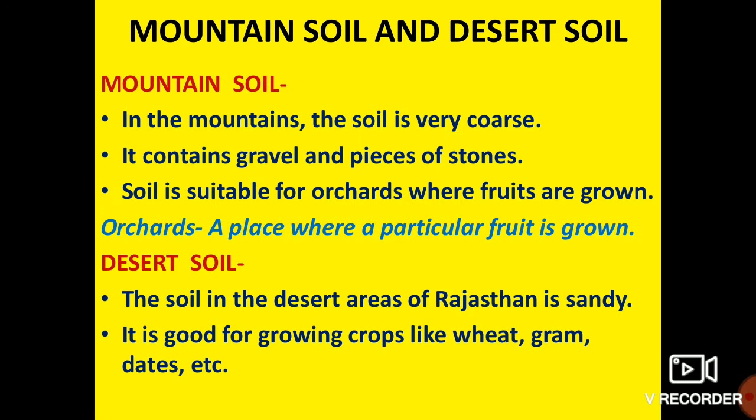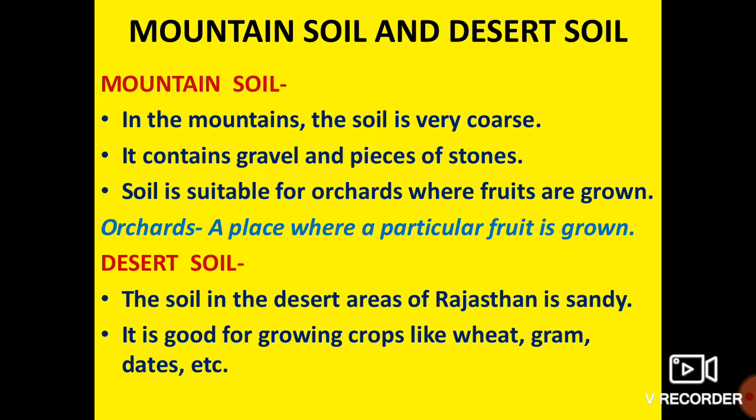Mountain soil and desert soil. In mountain soil, the soil is very porous. When you touch the soil, you will see there are pieces of stones. Porous means it is not fine in texture. It contains gravel. Gravel means smaller pieces of rocks, when the rocks are fragmented and accumulated at one place. Mountain soil is suitable for orchards. Orchards means a place where a particular fruit is grown. In this mountain soil, fruits are grown.